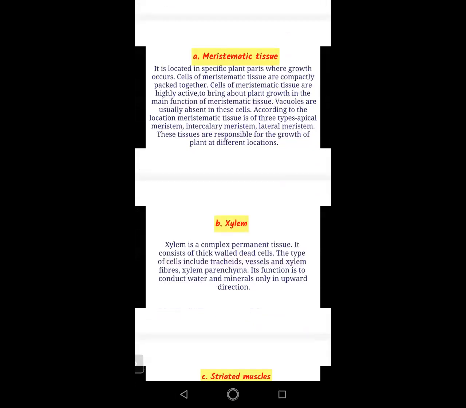Students, please note down these questions and answers, and whatever things you have not understood, you can ask your class teacher again, because we cannot discuss it here. So please ask your subject teachers and note down.